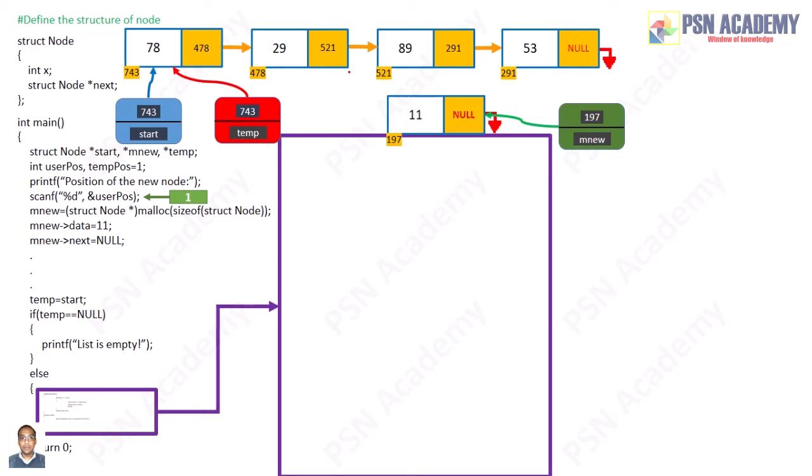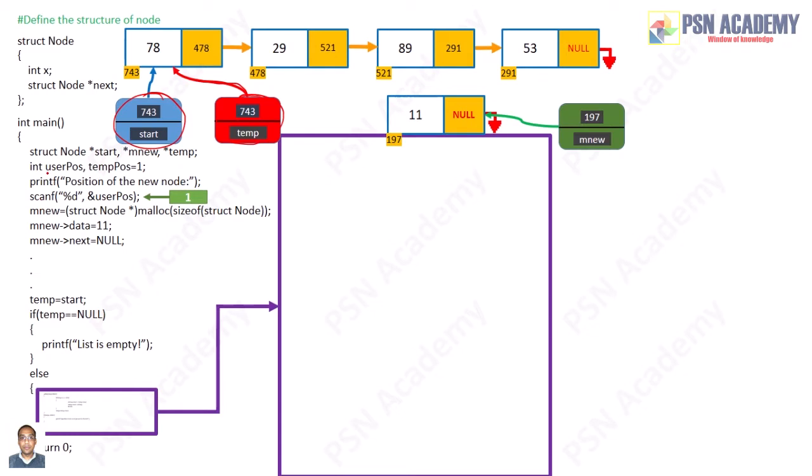Now look at this scenario here. There are 4 nodes here and start is pointing to the first node at 743. Temp is also pointing to the starting node at 743. We have written the same code as before. A little change is here.